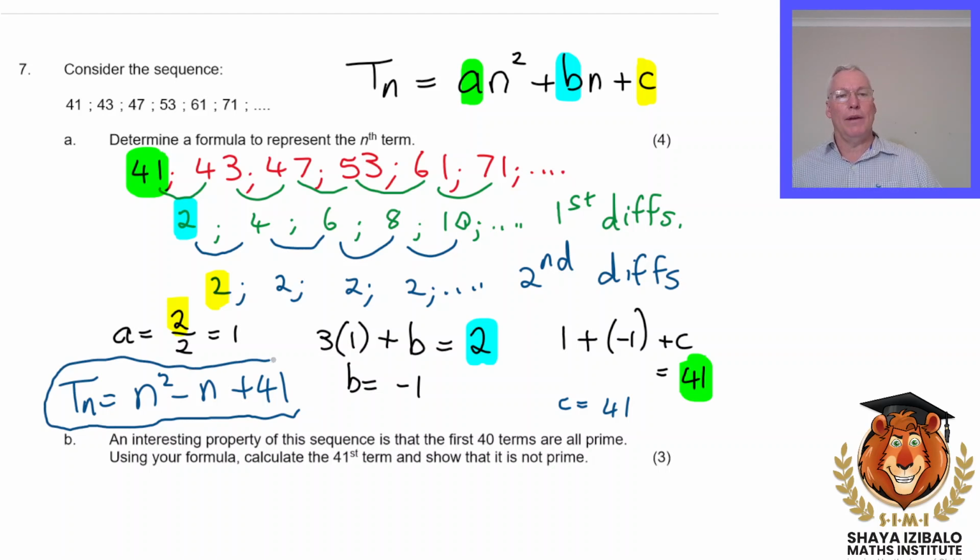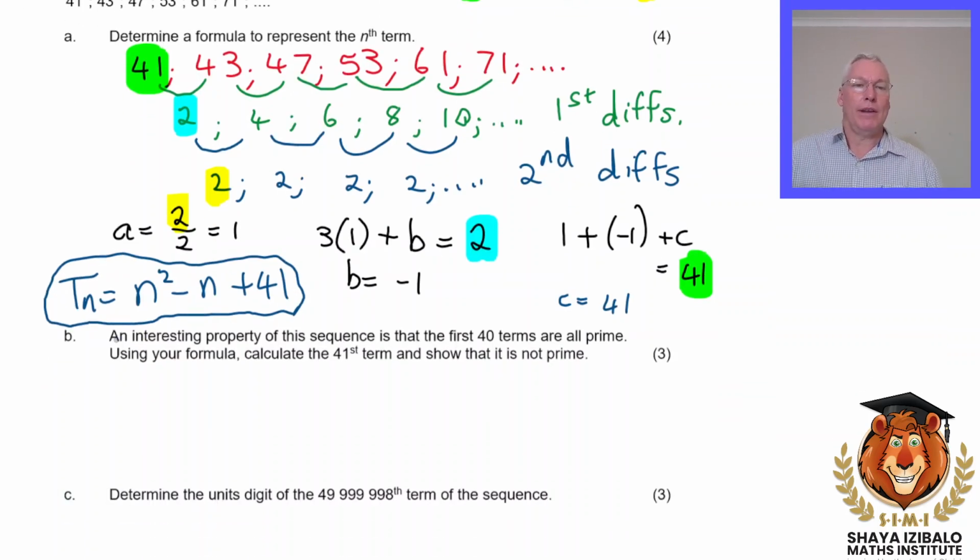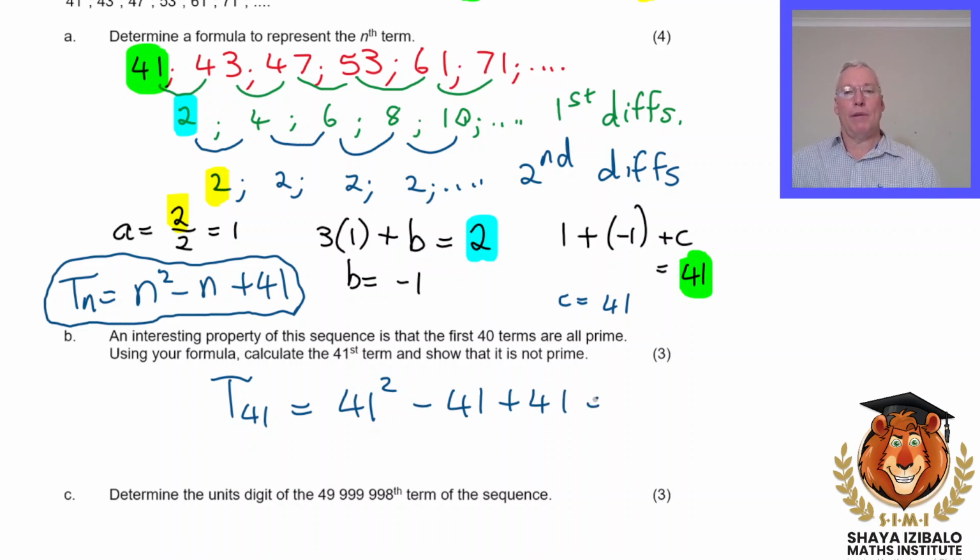Now we go into part B, and this is a really interesting thing. It says that this formula actually produces prime numbers. That might surprise you because there's no such formula that produces all the prime numbers. But this one produces prime numbers up to 40 terms. So if n is 40, we still get a prime number. But watch what happens if n is 41. T41 is going to be 41 squared minus 41 plus 41, in other words, 41 squared. Now, 41 squared is not a prime number because it's 41 times 41. So it's not prime.